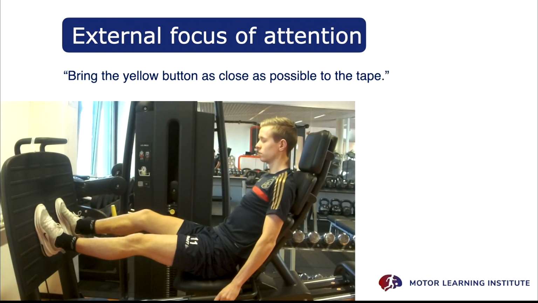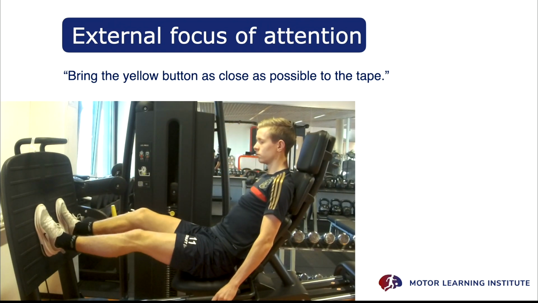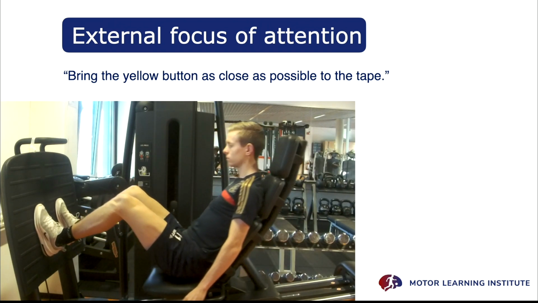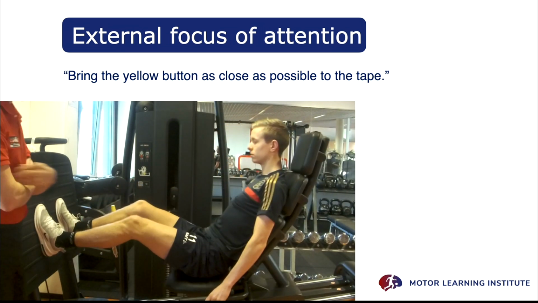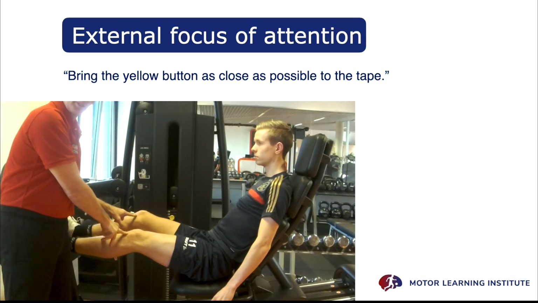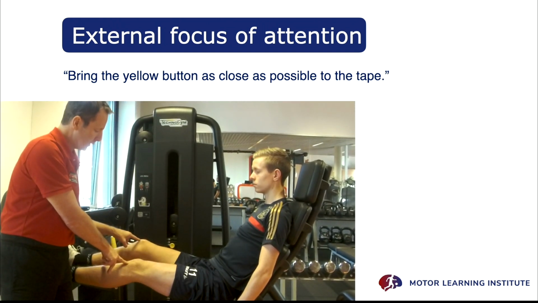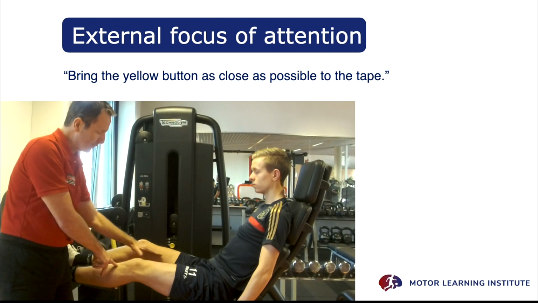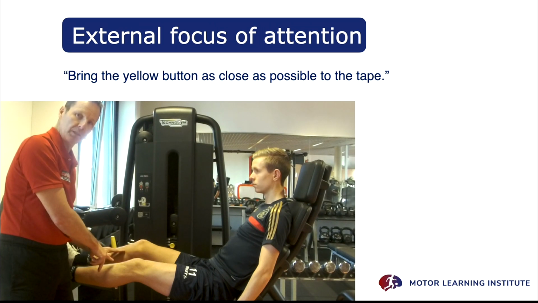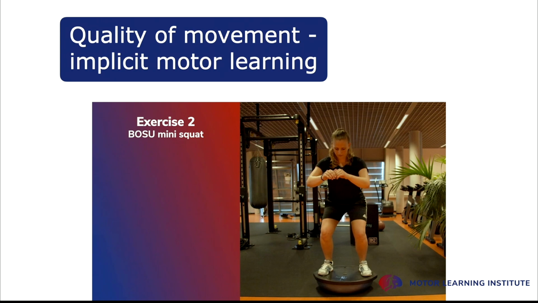Another example here with the leg press. The involved leg is the right leg, and we want the patient to extend his knee more. We put a piece of tape on the Technogym machine, and the instruction we give the patient is to bring the yellow button as close as possible to the tape. Then we go to quality of movement.